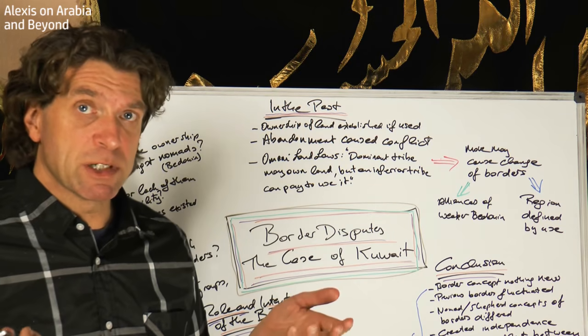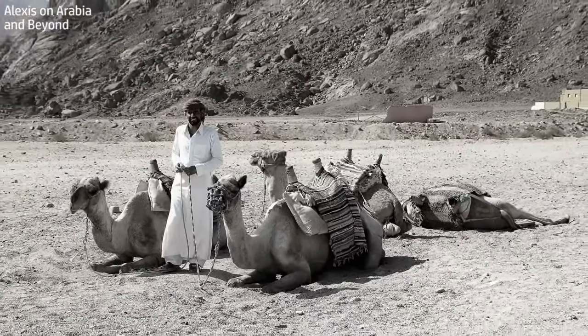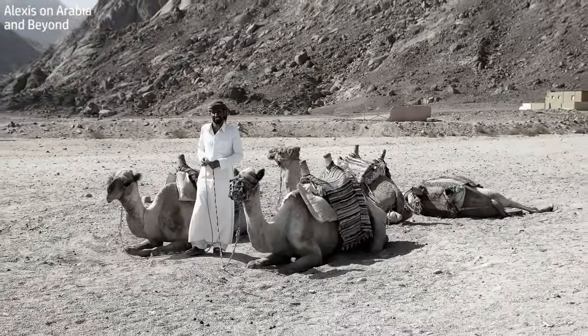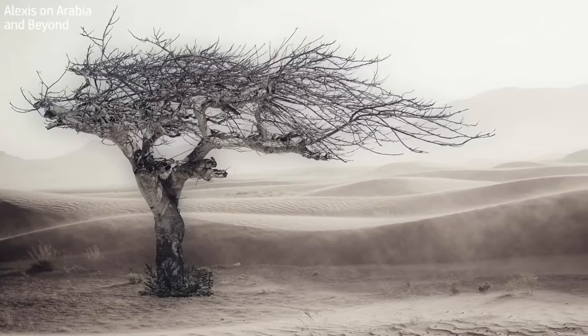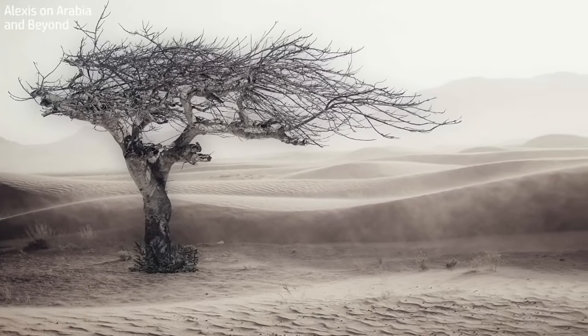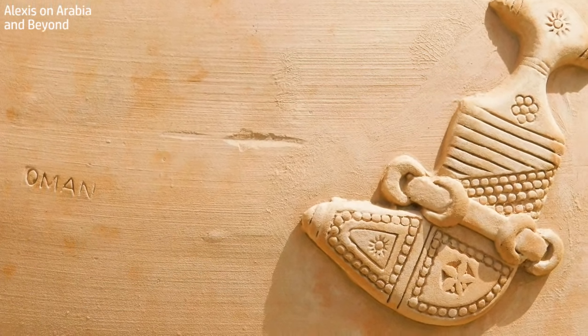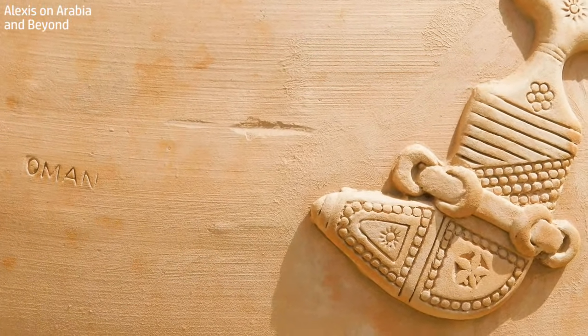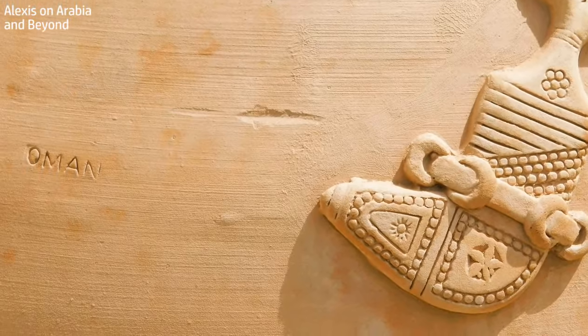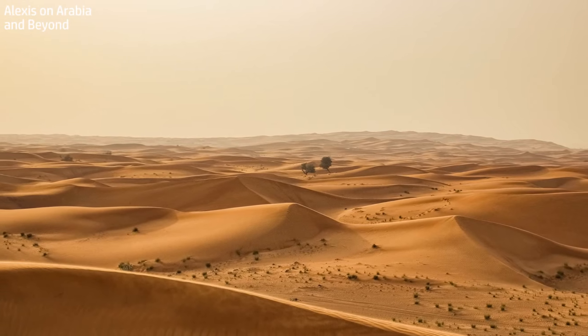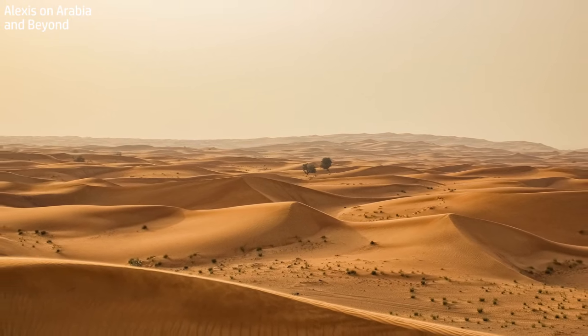So what was the situation with borders like in the past? In the past, ownership of land was established only if it was used. Abandonment of a certain piece of land would cause conflict because others would think that it was free to take. Eventually, the Omani land laws were formulated, and these would dictate that the dominant tribe may own a piece of land, but an inferior tribe can pay to use it.